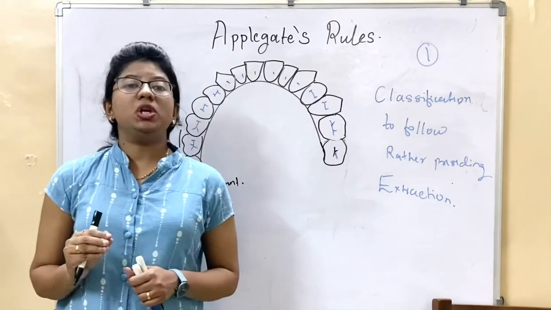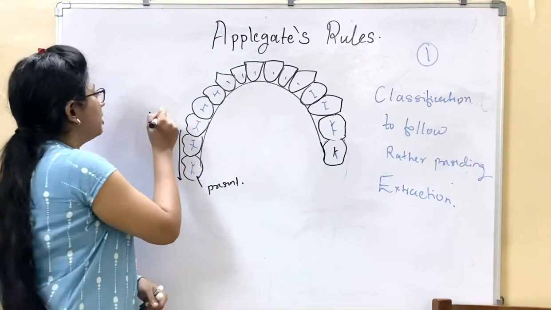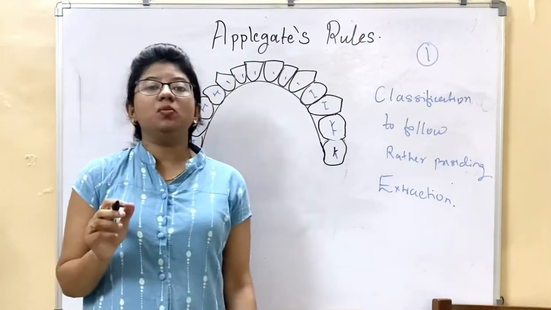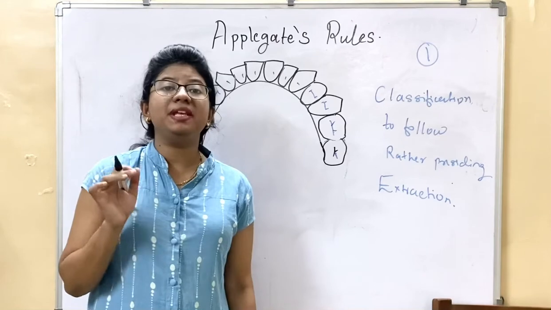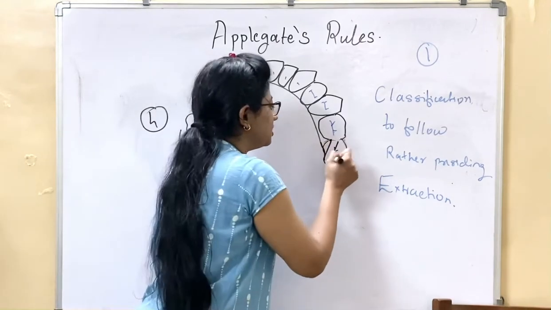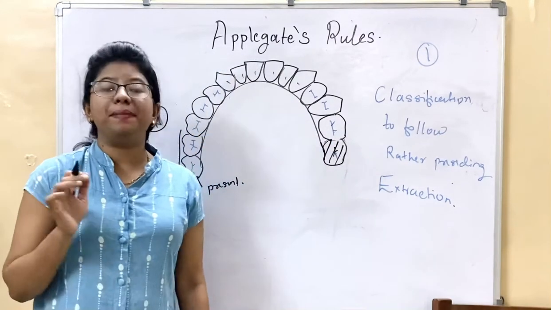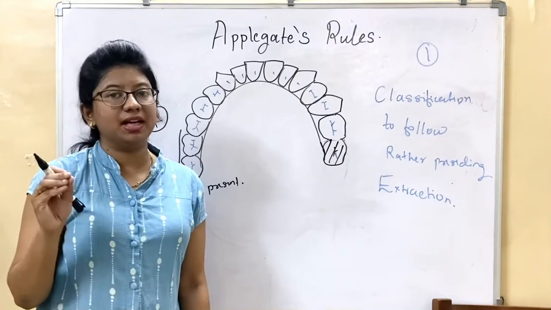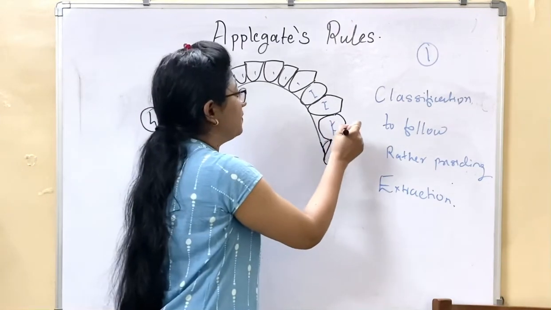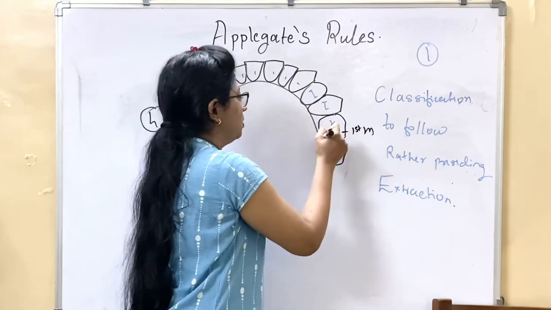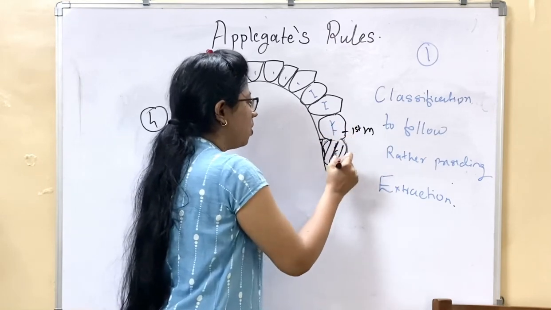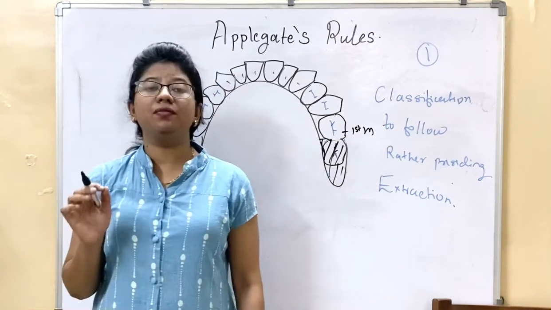Now there is rule number 4. What does rule number 4 say? If the second molar is missing and is not to be replaced, that is, this tooth is missing and it is not to be replaced, it is not considered in the classification. That means our classification will start from this. We will not consider the whole region. That is rule number 4.